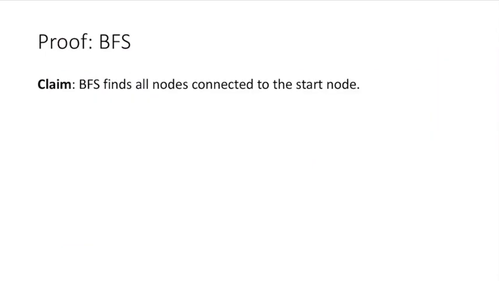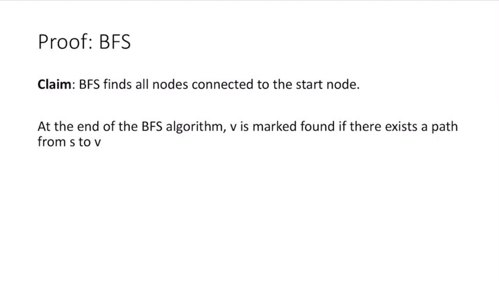Well, can we be sure that this algorithm works? Let's talk about a very quick proof of BFS. So our claim here is that BFS finds all nodes that are connected to the start node. All right, so at the end of the BFS algorithm, our claim here is that V is marked found if there exists a path from S to V.